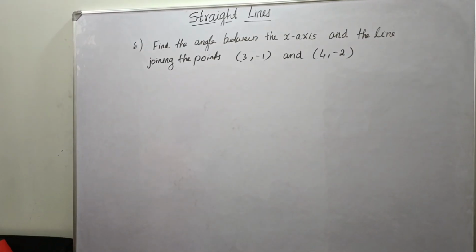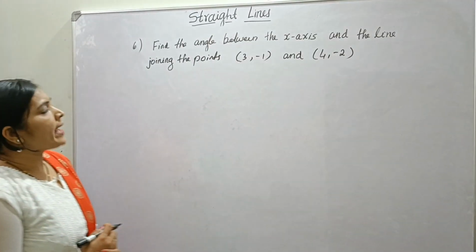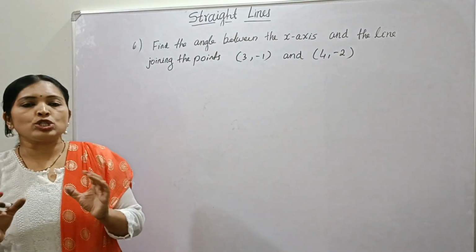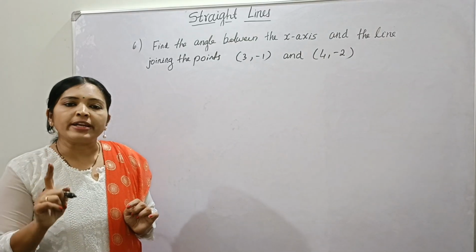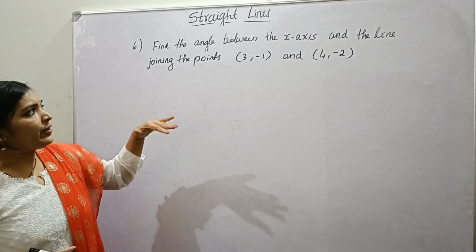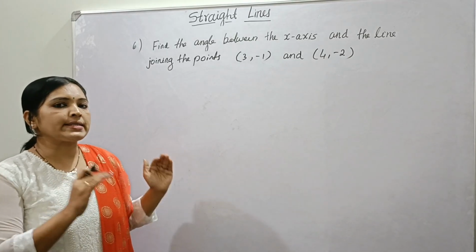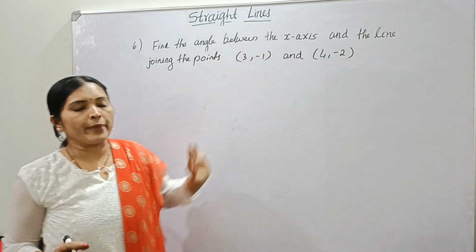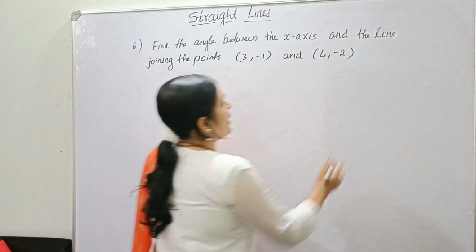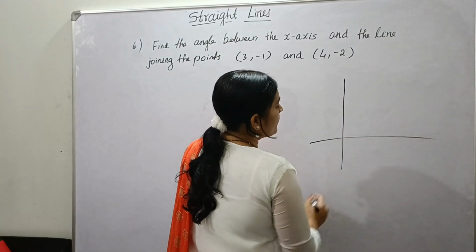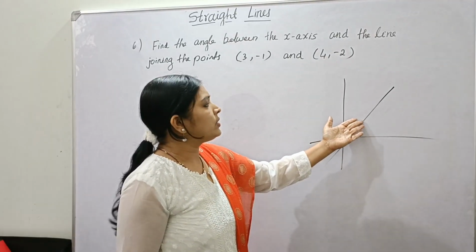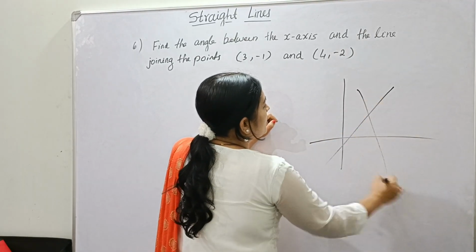Next question is, find the angle between the x-axis and the line joining the points 3, -1 and 4, -2. So remember, if 2 points on the line are given, you must find the slope of the line. Here we have to find the angle between the x-axis and the line joining these two points. If you are confused, just draw an xy plane and draw a line. I am drawing this line. Your line may be this way or this way, whatever.